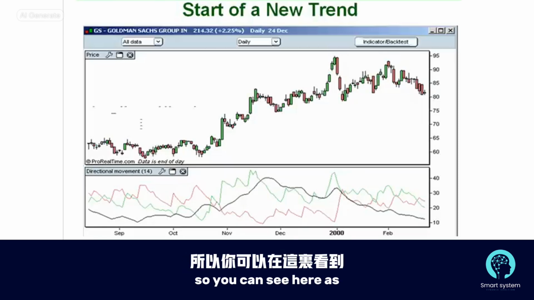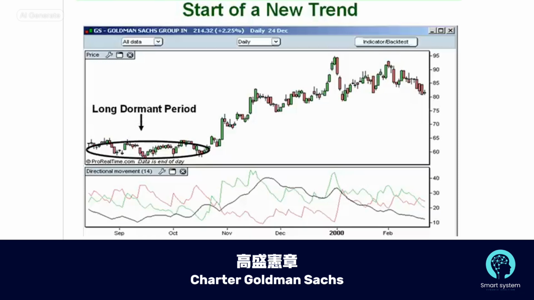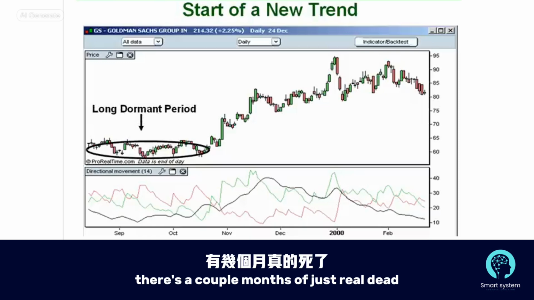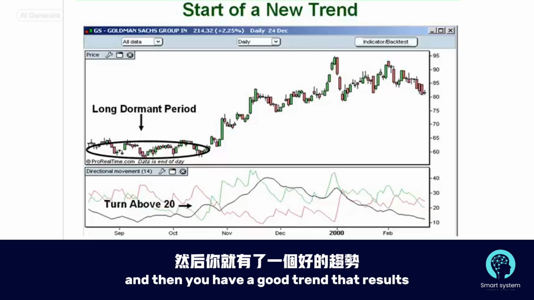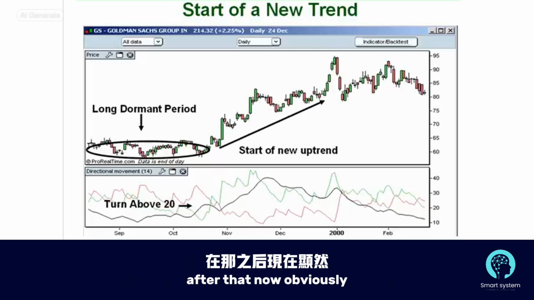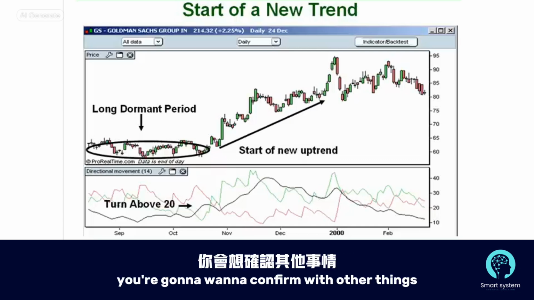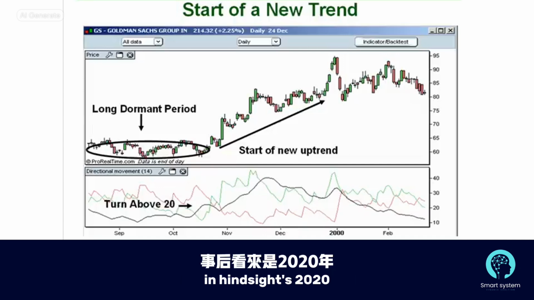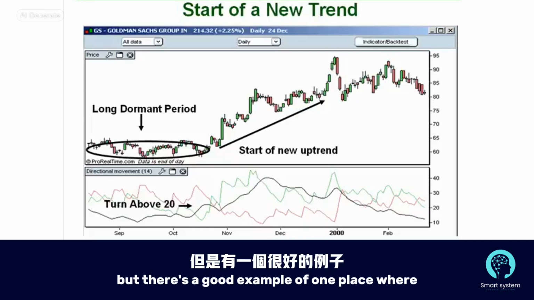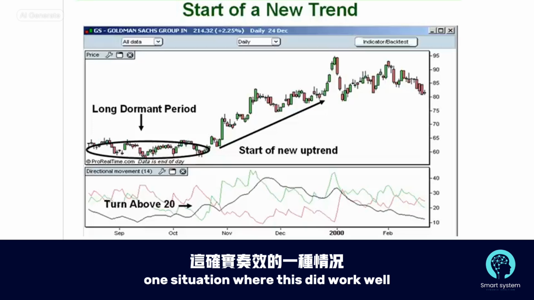So you can see here on the chart of Goldman Sachs, there's a couple of months of just real dead range in the market, and then you have a break above 20, and then you have a good trend that results after that. Now obviously, you're going to want to confirm with other things. There's no sure thing in the market. It's easy in hindsight, but there's a good example of one situation where this did work well.